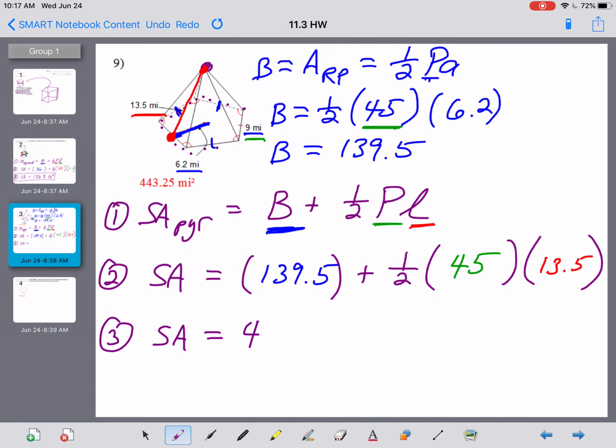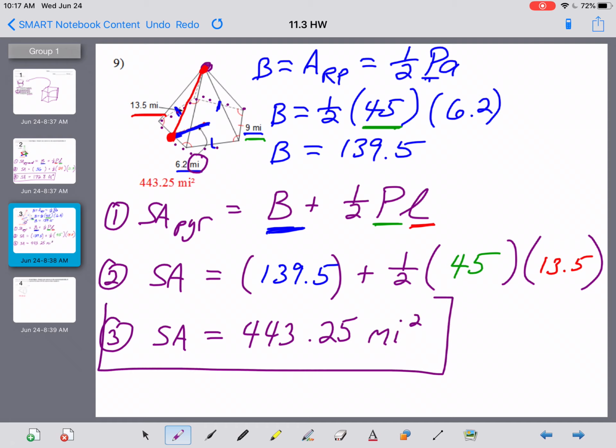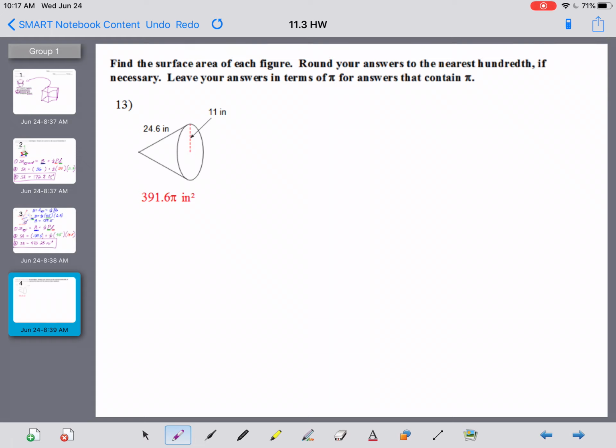So 443.25. Since all of our linear units were given to us in miles, surface area is going to be measured in square miles. So 443.25 square miles is our answer for number 9. And the last one I wanted to do with you, number 13.